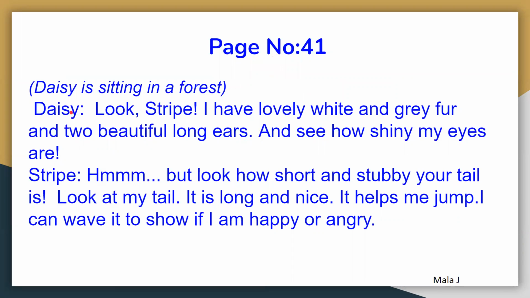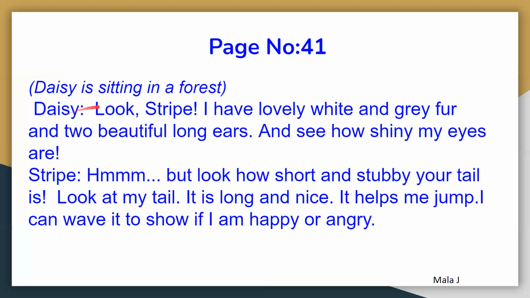Page number 41. So the story is happening in a forest. As we are going to see the story of animals, animals are living in the forest. So now here the scene starts with Daisy. Daisy is sitting in a forest. Daisy says, "Look Stripe, I have lovely white and grey fur and 2 beautiful long ears. And see how shiny my eyes are." So here Daisy is speaking with Stripe. Who is Stripe? Yes, Stripe is the tiger cub.